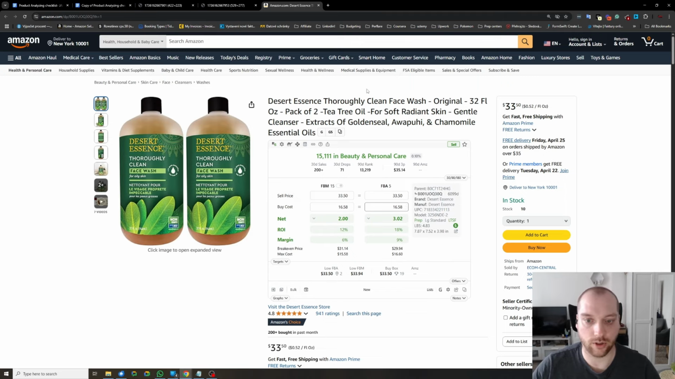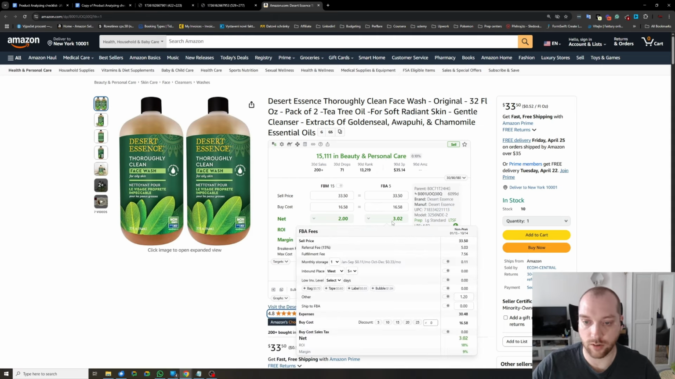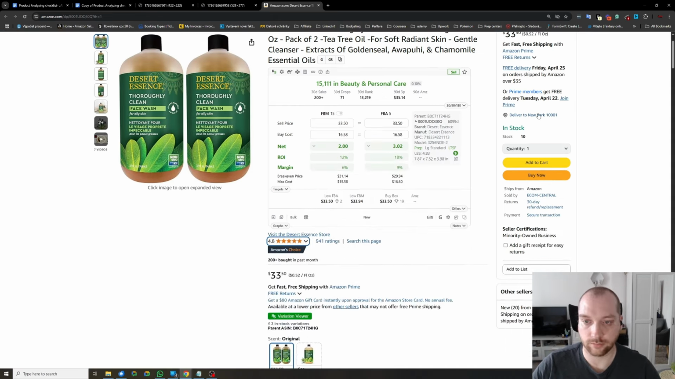So we already confirmed that this is a multi-pack and we have the right price here. And by quickly looking in here, I can see the seller is not Amazon nor the brand itself, right? It would say obviously sold by either Amazon, or in this case the brand would be Desert Essence. So right now it's very profitable and we can continue.